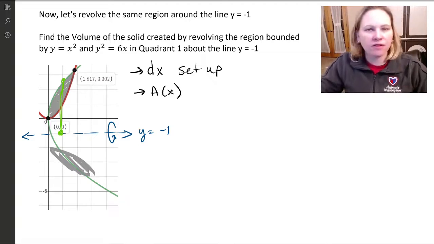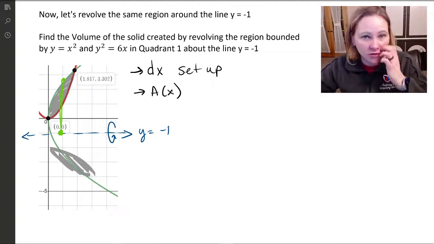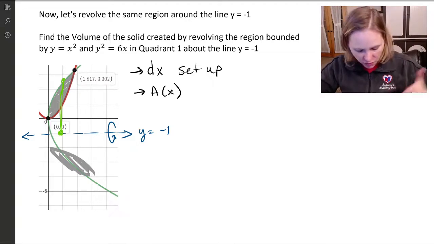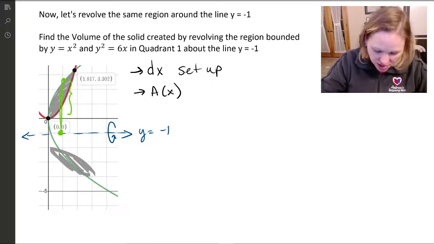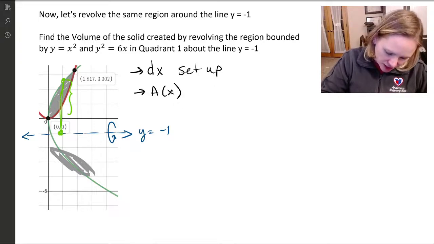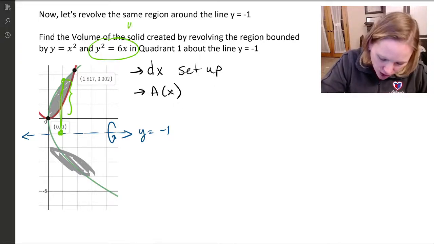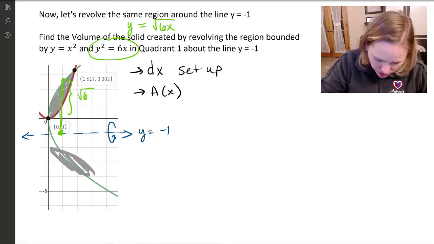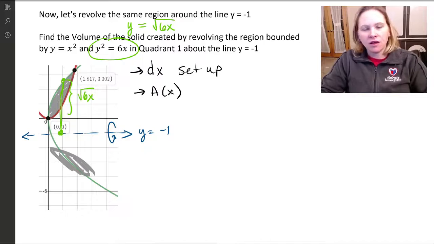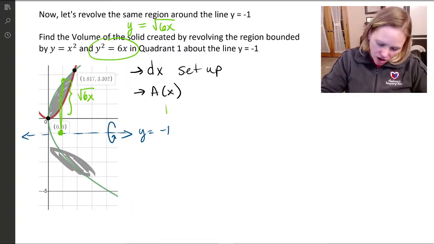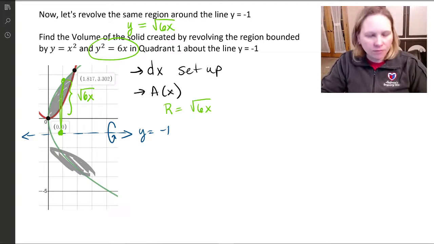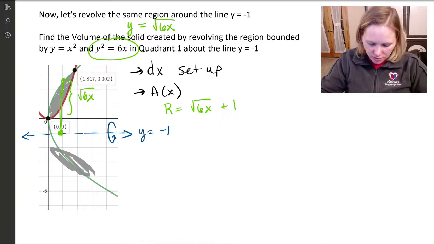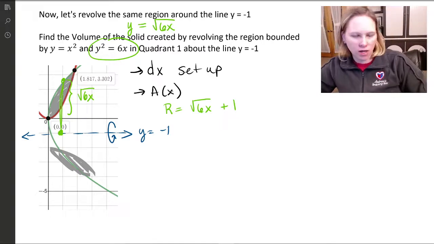Now, remember, the function is always the distance from the x-axis or the y-axis to the curve. Here, from the x-axis to the curve, this is the function. And because it's a dx setup, my green curve is this equation. So I'm going to solve it for y. Y equals the square root of 6x. You guys, this is that square root of 6x function. But the big R has taken that square root of 6x and extended it and made it longer. So I'm going to add 1 to it because that's the distance down to that -1 line.